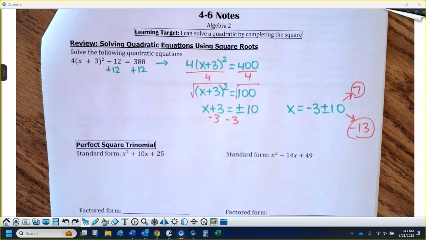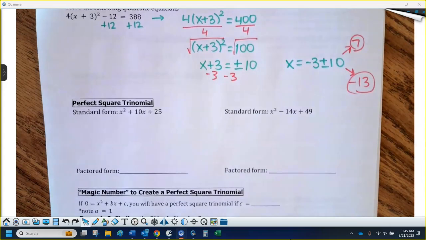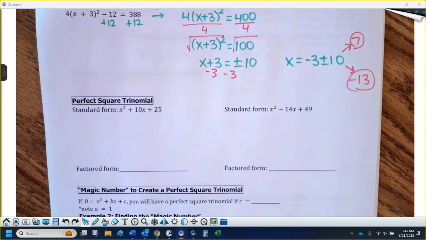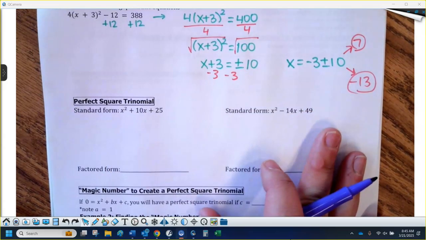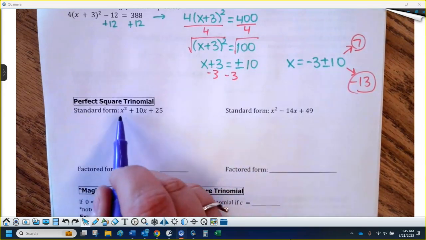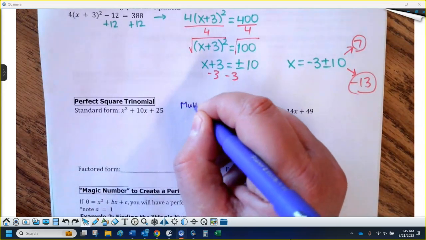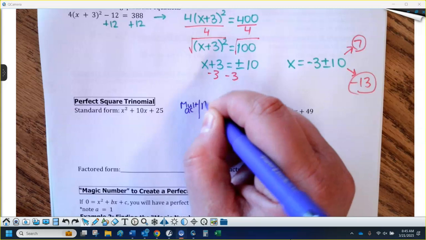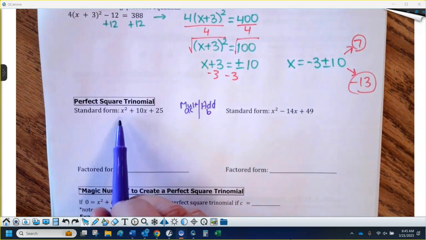I have a feeling I'm going to do a little tiny review with you guys. These two questions both represent what we call a perfect square trinomial. And so I'm going to ask you if you can tell me the factors, the factored form of these just real quick. And then I'll tell you what it means because I think it'll make more sense. So I don't have a number in front of the x squared. I'm going to multiply a times c and add to b to do any kind of factoring. But in this case, the a value is just 1.